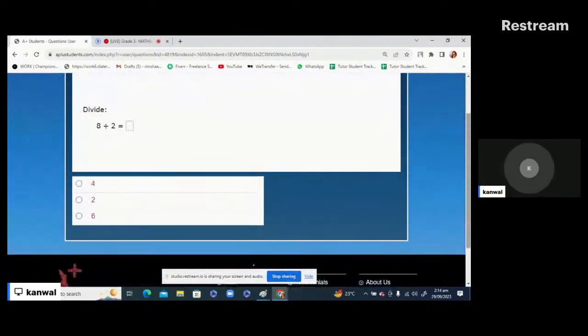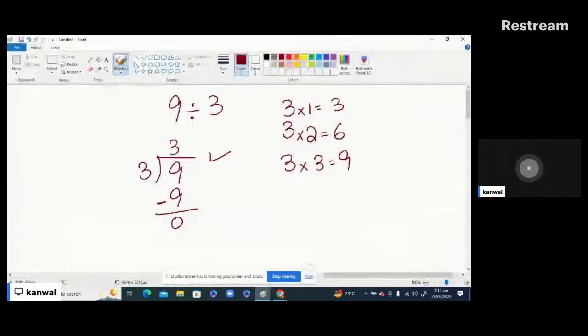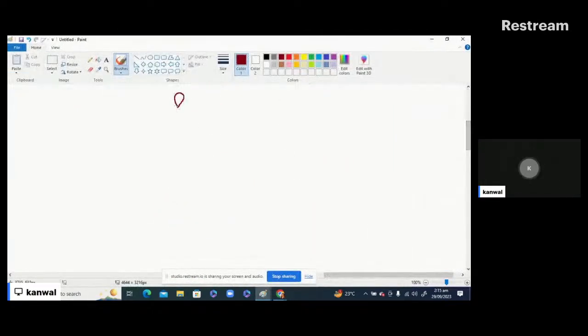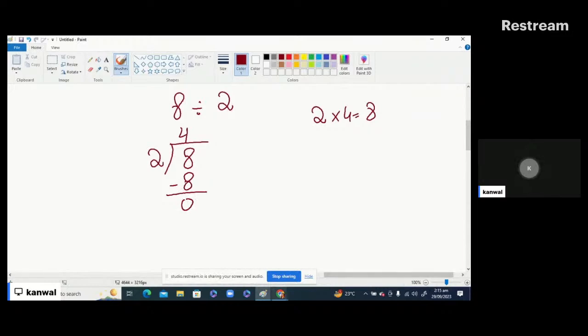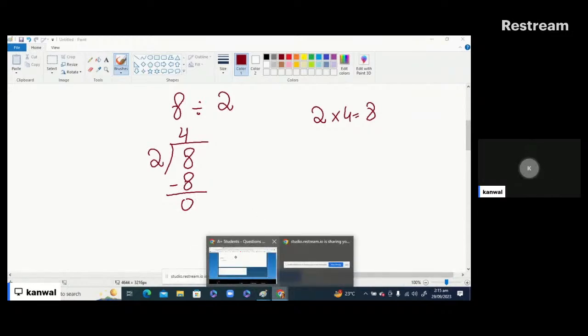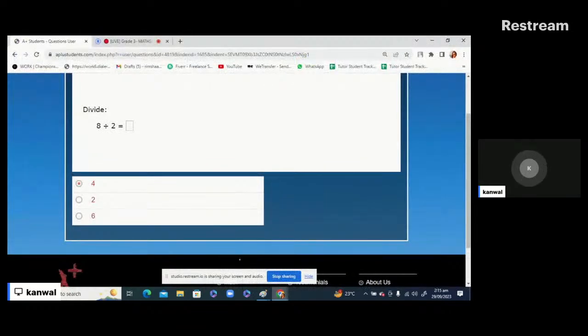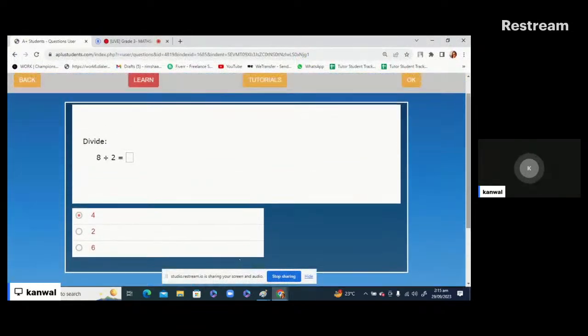Alright, 8 divided by 2. Let's do this one. Now put 8 inside of this and 2 is outside. So 2 times which number is 8? As we know, 2 times 4 is 8. Very good. So here we're gonna put 4, then 8, then subtract, and then 0. So we got the answer 4. 8 divided by 2 is 4. Very good.